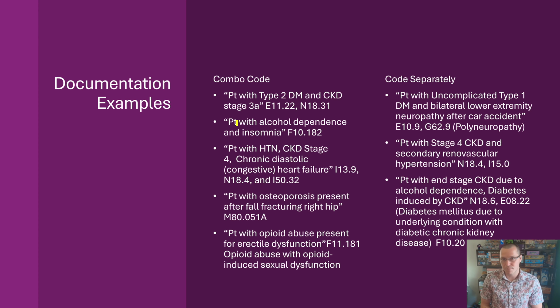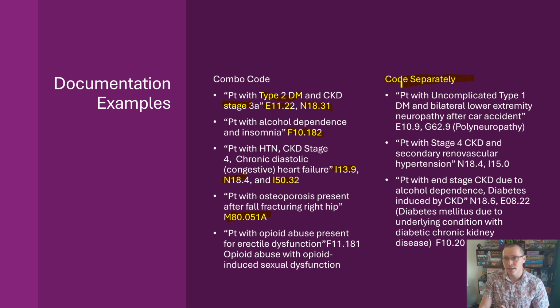And finally, I have some examples of how this will work. We have a patient who comes in with type 2 diabetes and CKD stage 3A. We will code it as diabetes with CKD and then also code the CKD level. Patient with alcohol dependency and insomnia comes in. We would code that as alcohol dependency with sleep disorder. Patient with hypertension, CKD stage 4, and chronic heart failure will be coded as the combination codes as follows. Patient with osteoporosis presents after a fall, fracturing right hip. We will use osteoporosis with current pathological fracture. Patient with opioid abuse, I explained that scenario.